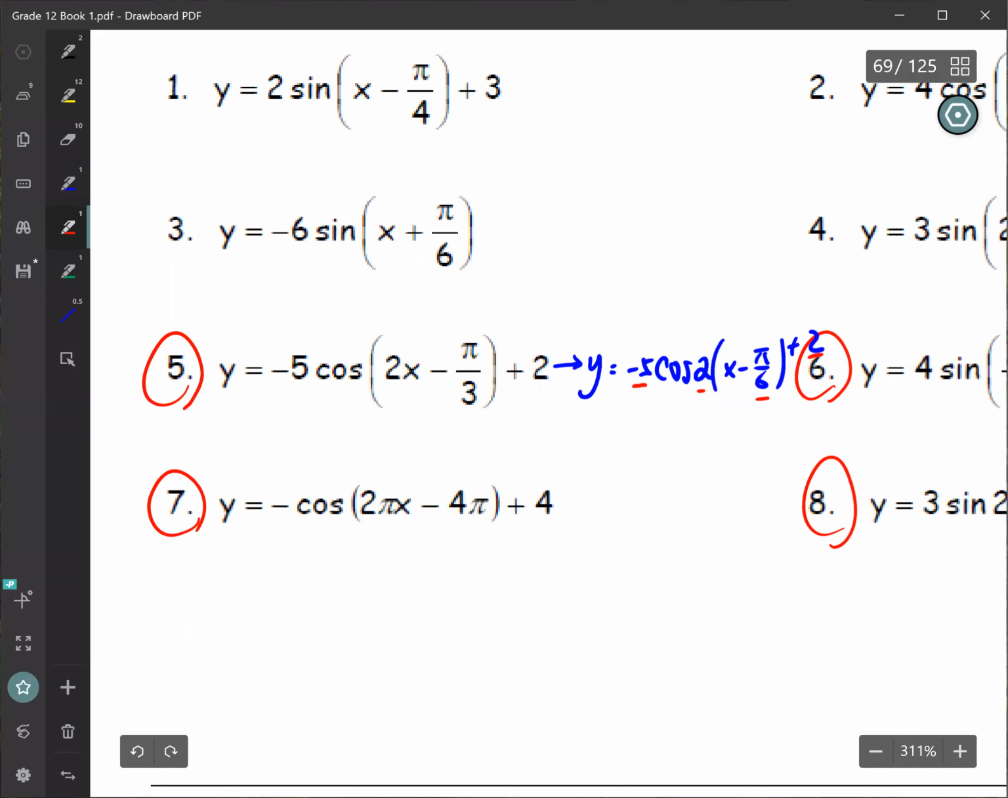Okay, and let's try another one here. So Tiana, what about 7? How do you turn it into the general form? You have to factor out the 2 pi. Yeah, so it will be 2 pi and then? x minus 2. Yeah, x minus 2 plus 4, right? So that will be the A. A is negative 1, B is 2 pi, C is the 2, D is the 4.